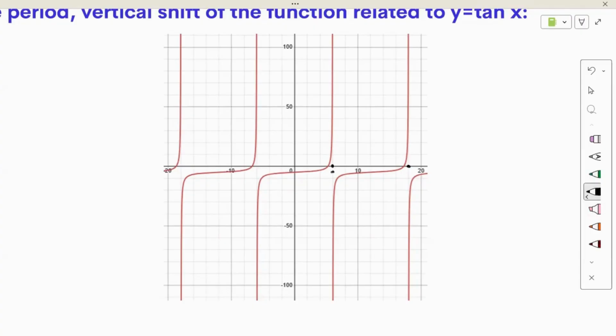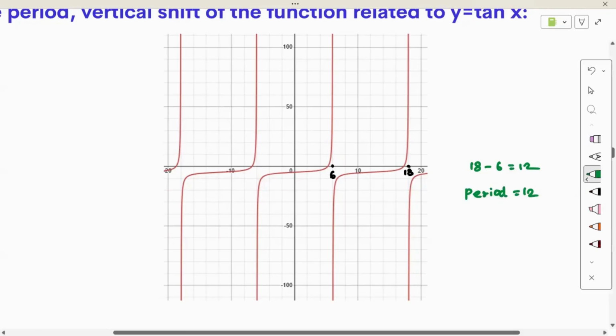So 2, 4, 6, and this is 18. So the distance is the period, right? Because that is quite easy for me. If I go for any other points, like the crossing of the x-axis, I won't get the exact one, right? So I choose vertical asymptotes. 18 minus 6 is 12, and hence the period is 12.